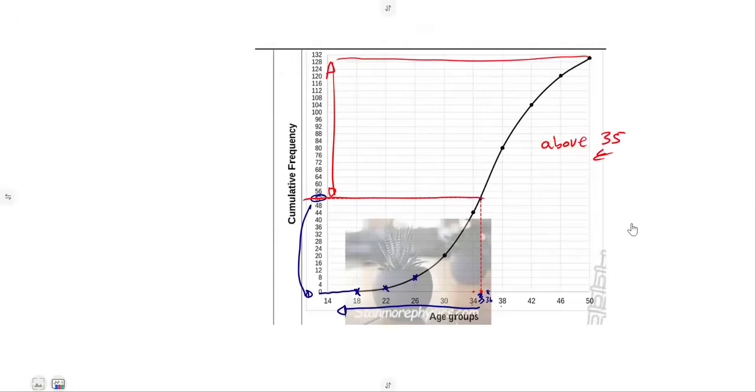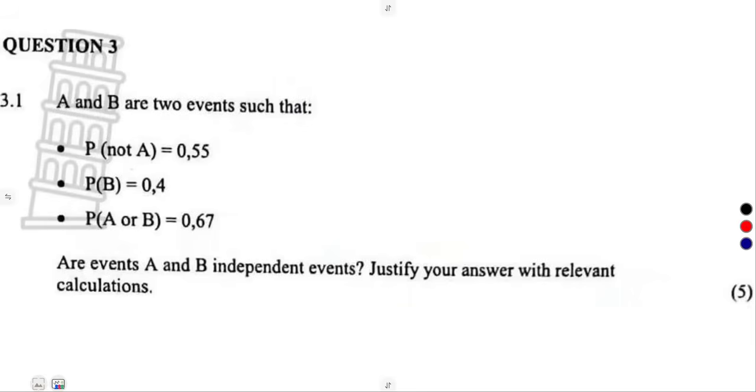All right, let us consider another part of the question, which is question number 3, a question based on probability. Given two events, A and B, such that the probability of not A is 0.55, the probability of B being 0.4, the probability of A or B being 0.67. Then from the given information, are these events independent events? Justify your answer with relevant calculations.